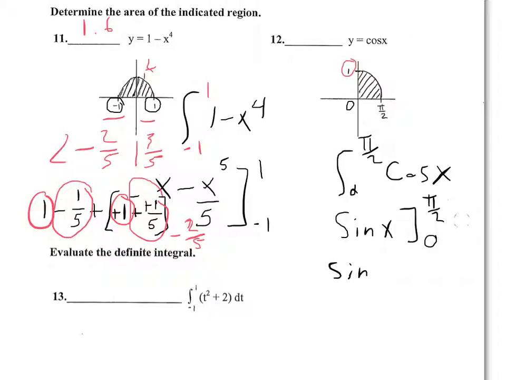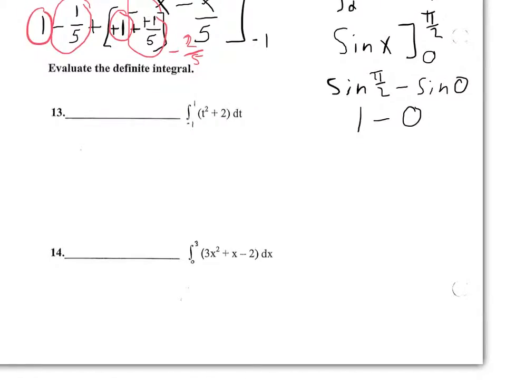So that means I just plug it in, sine of pi over 2 minus sine of 0. Okay, pi over 2, if you think of the unit circle, pi over 2 is all the way at the top, so that means sine is 1 minus 0. Sine is 0, so should just get 1. Okay, let's look at 13 here.